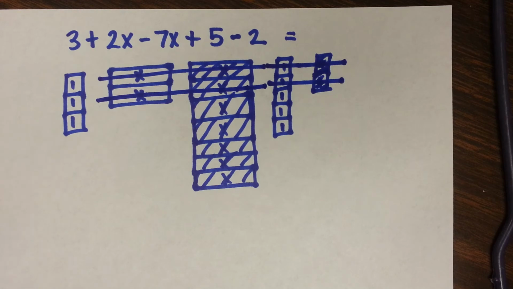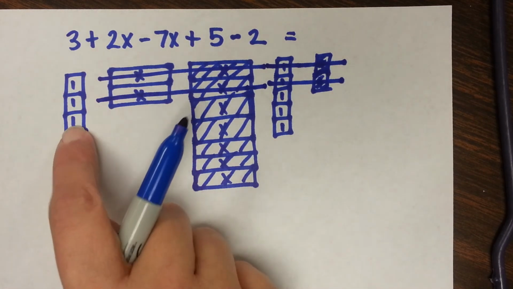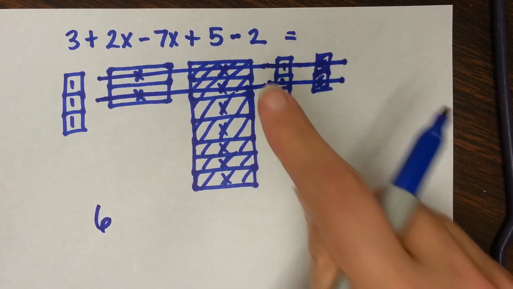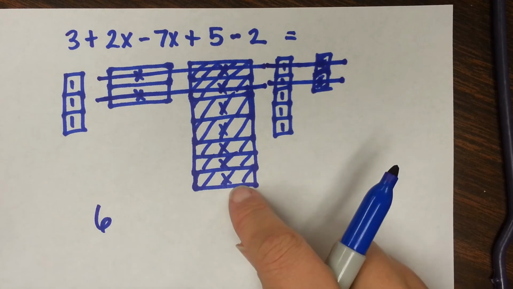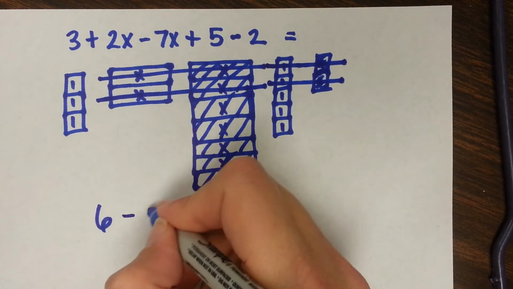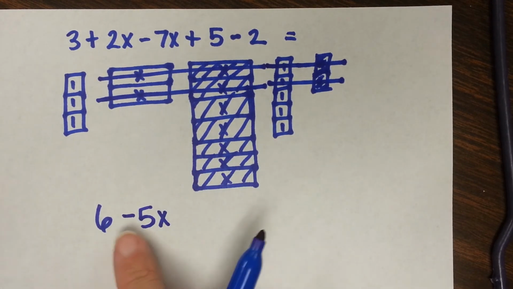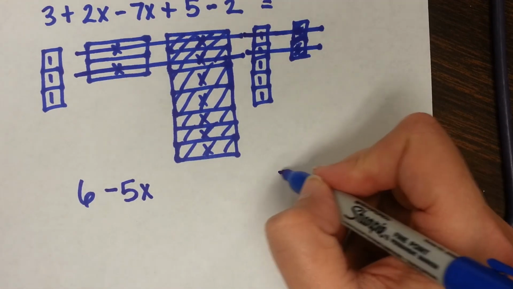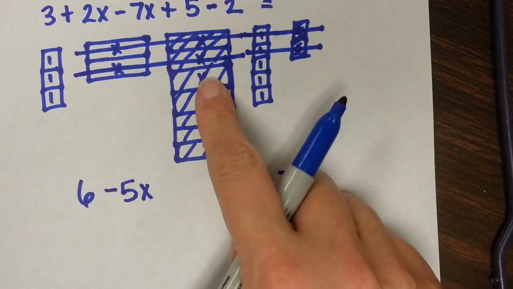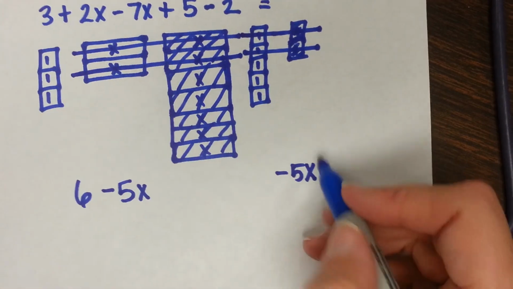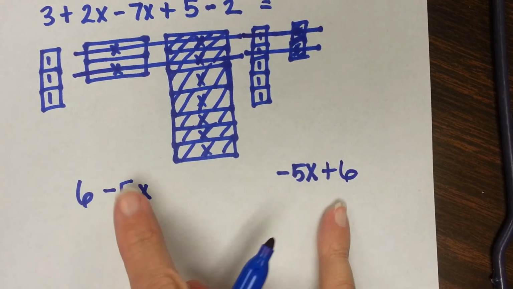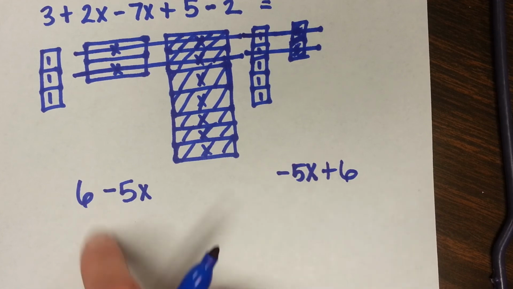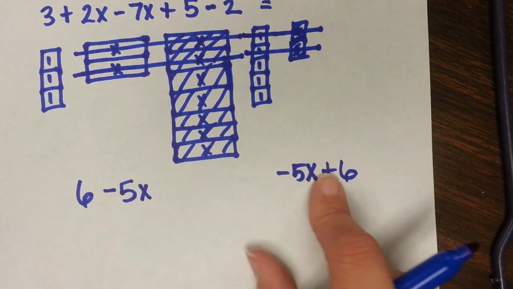Now let's go through and see what we have left. We have 1, 2, 3, 4, 5, 6 of the 1 pieces. Now we have 1, 2, 3, 4, 5 of the negative x pieces. So we have 6 minus 5x. Could we write the minus 5x first? Sure. It was a negative 5x because they're shaded in. And then we have 6 positive pieces. These two mean the same thing. You notice here the 5x is negative. Here the 5x is negative. Here the 6 is positive, and here the 6 is positive.